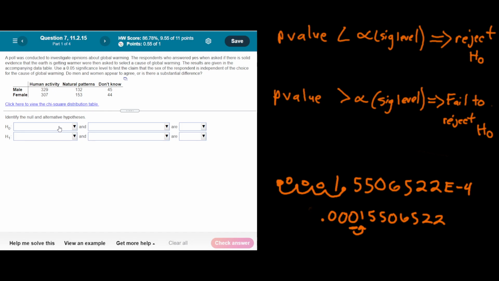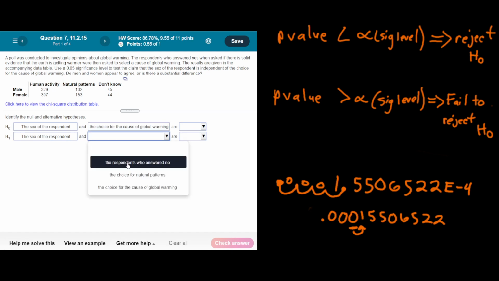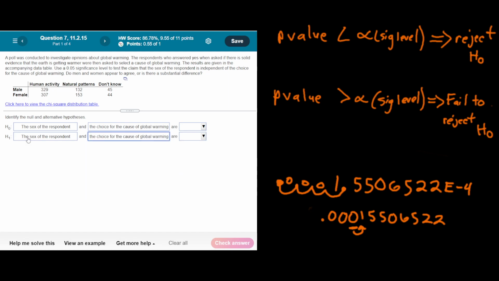Okay, so the null hypothesis, your H0. Let's see. Identify the null and alternative. So the sex of the respondent. Ooh, they didn't use the word gender. They used the PG word sex. So we're gonna choose that for both. So gender, sex of the respondent. I'm so immature. Sex of the respondent is male or female. So yeah, that's the first one. What's the other category? The other category is the choice for the cause of global warming, and we're going to use that for both of them, both the H0 and the H1. The top is always independent, and the bottom is always dependent.